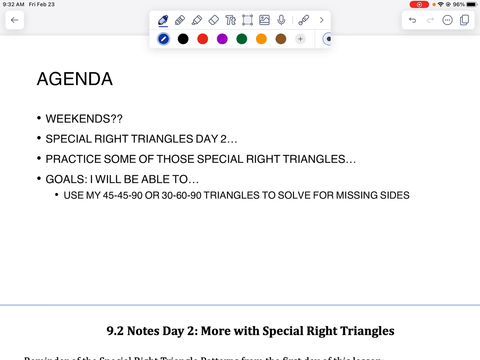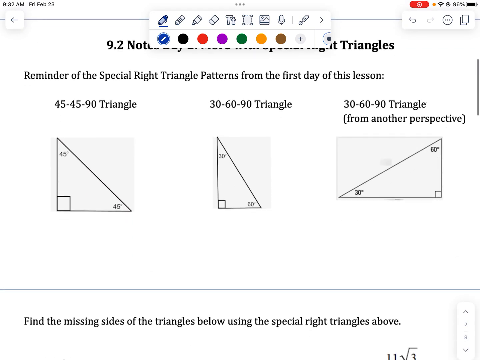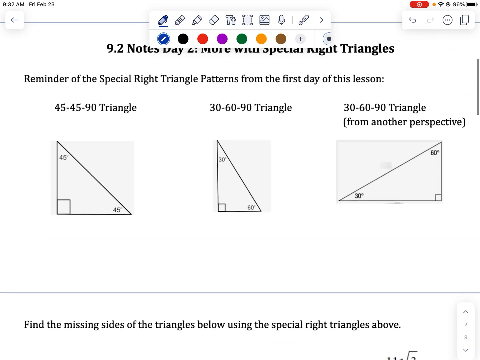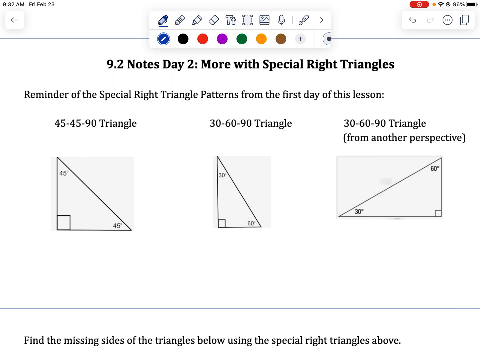Today we're going to do a little more work with the special right triangles. Before I get started on those, let's just review what our general case is. It's a reminder from Friday's lesson, of our 45, 45, 90 triangle.